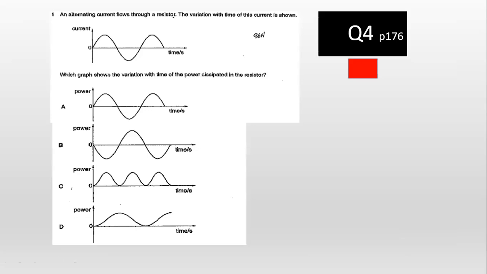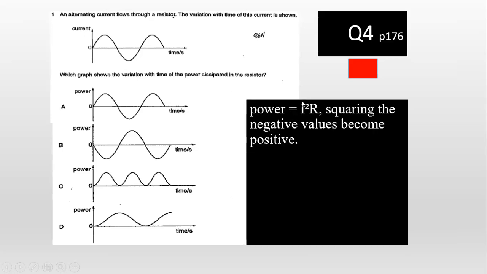This one also wrong. The alternating current flows through a resistor. The variation with time of the current is shown. Which graph shows the variation with time of the power dissipated? Right, power dissipated, remember, is I square R. So you square this one, it's still positive. You square this one, negative becomes positive. Square this one, becomes positive. So it's 3 peaks there, no negative there. So the answer is C. Okay.